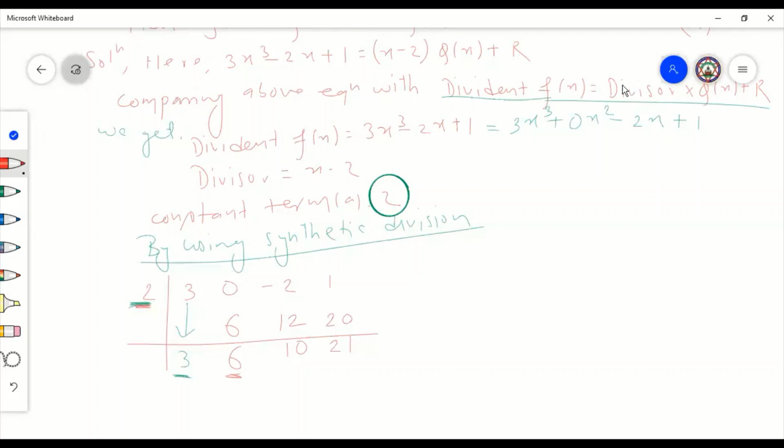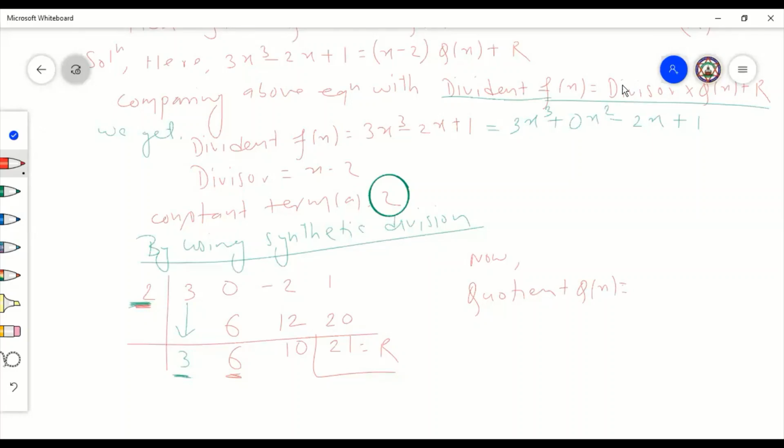Now look at the terminal here. Whatever is in the last place, we separate by one box over here. This we call the remainder. Now in this part, the remaining numbers are the coefficients of the quotient. We can write the quotient now.